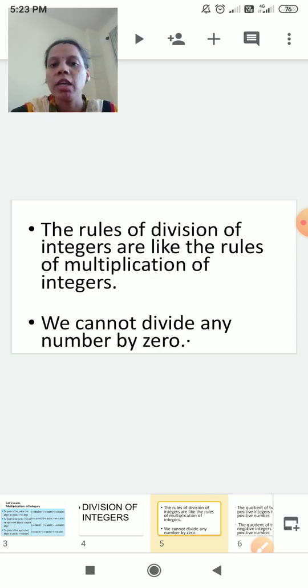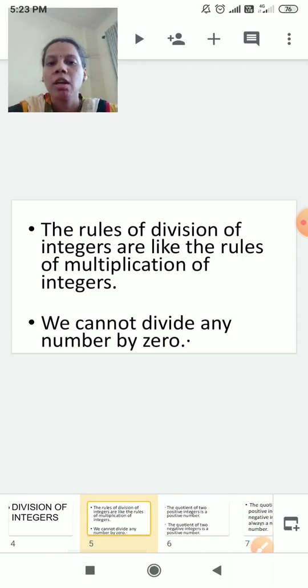The first rule is, we cannot divide any number by 0. This is the first rule. We cannot divide any number by 0. And in multiplication, if we are multiplying any number by 0, what will we get? Yes, if we multiply any number by 0, we get 0 as the answer. But in division, we cannot divide any number by 0. This is the first rule. Now we will see the second rule.